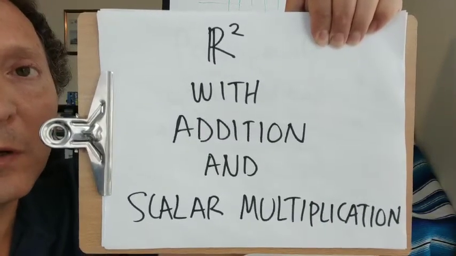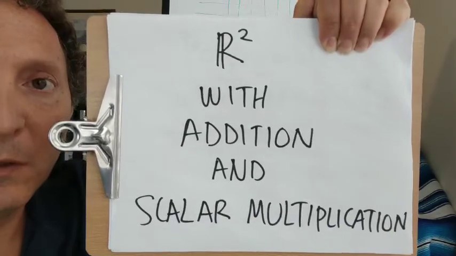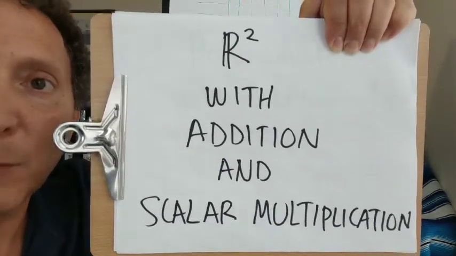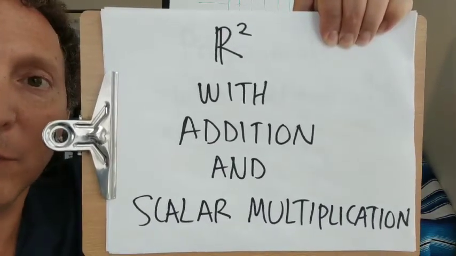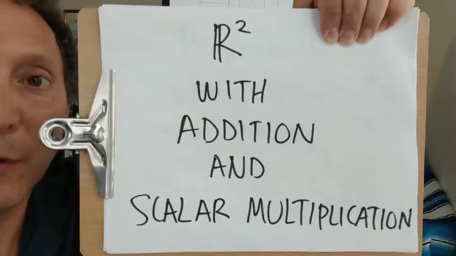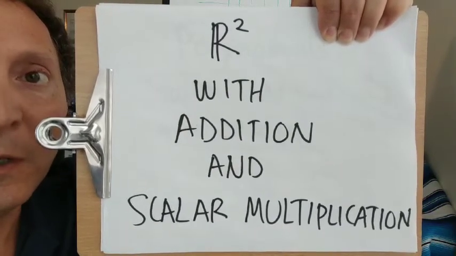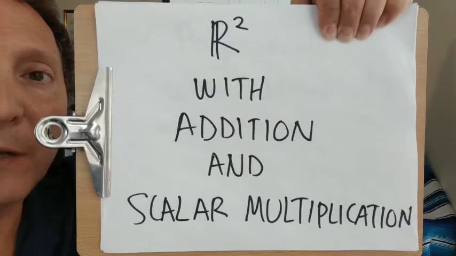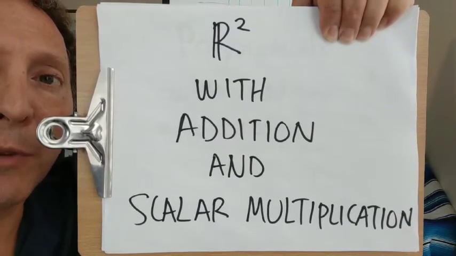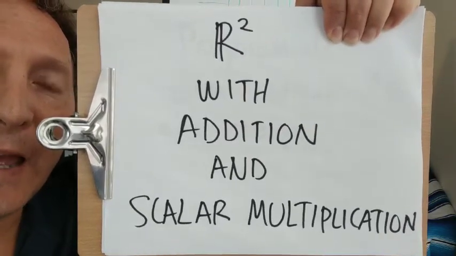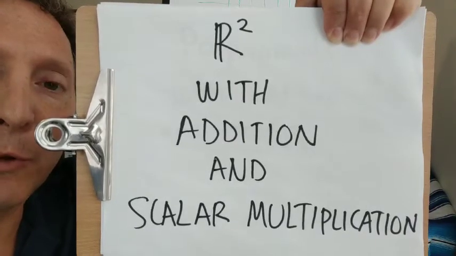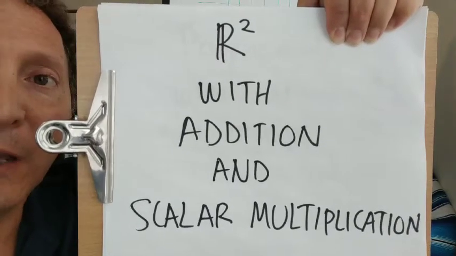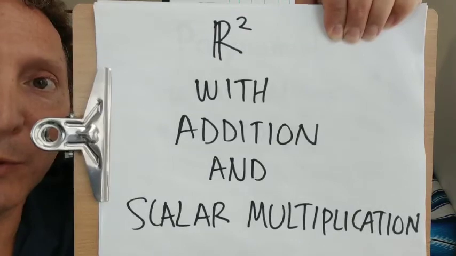R2 stands for pairs of real numbers. We can add pairs of real numbers just like we've been adding matrices and vectors, because a pair of real numbers is just a vector with two components. And we can multiply by a scalar, and I want to show you a couple things about how adding vectors in R2 and multiplying by scalars is just like adding real numbers and multiplying real numbers.